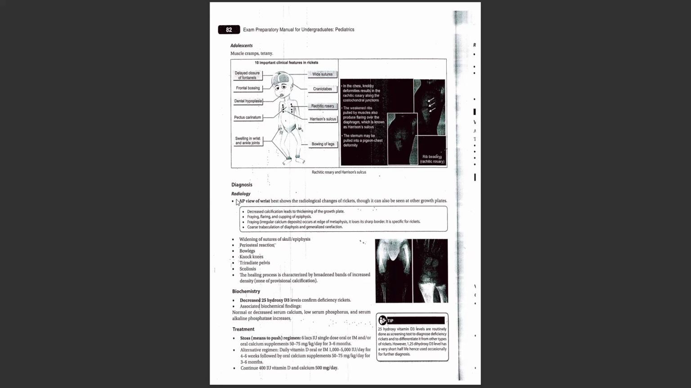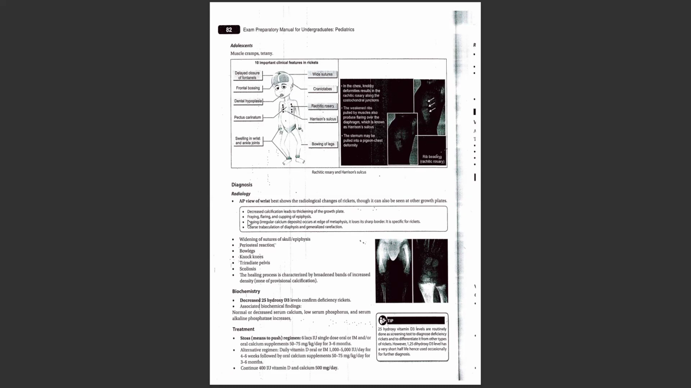Radiologically, most commonly, we can diagnose rickets, and we can also diagnose it by biochemical analysis. The first and foremost is radiological: the AP view of the wrist is the best, and it shows the radiological change in rickets, though it can also be seen at other growth plates. There will be decreased calcification leading to thickening of the growth plate, fraying, flaring, and cupping of the epiphysis. These should be kept in mind.